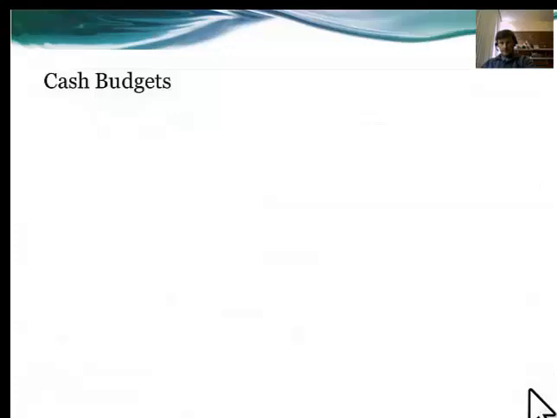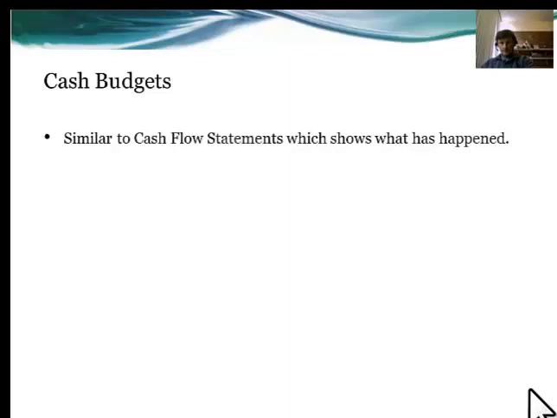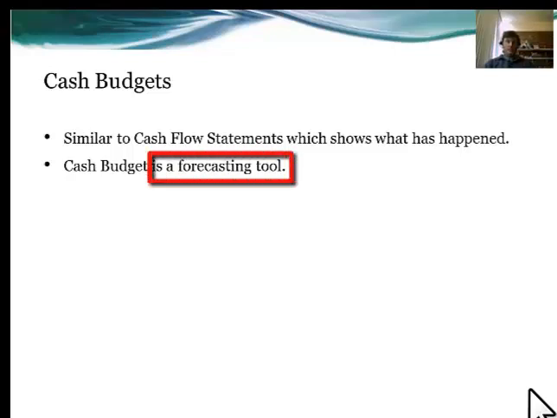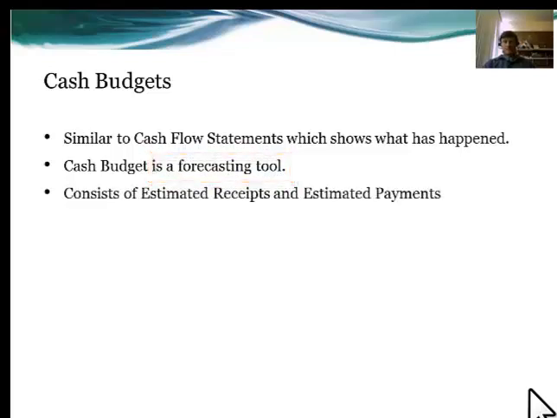When we deal with cash budgets, we're actually trying to do some forecasting into the future. As I said to you before, it's similar to a cash flow statement, which shows what happened, but it is looking into the future, and therefore that can become difficult in trying to predict inflows and outflows. Very similar to the previous type of statement, but we classify it only as estimated receipts, so money coming in, and estimated payments, money going out.